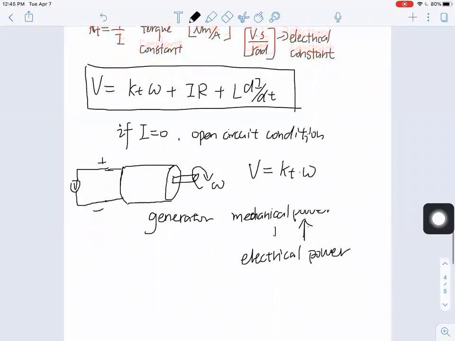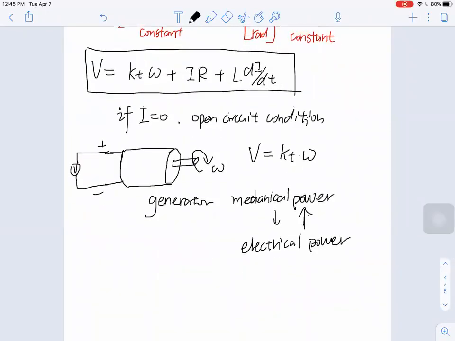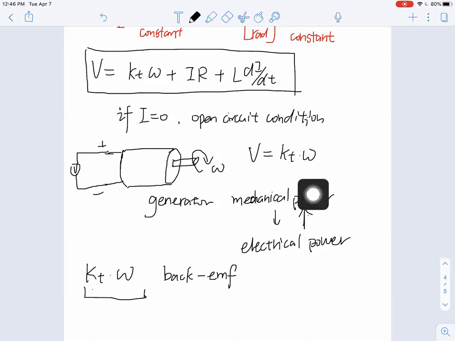And sometimes we call this torque constant times omega the back EMF. Sometimes if you see back EMF, that just means the product of KT and omega. And that EMF just means electromotive force.